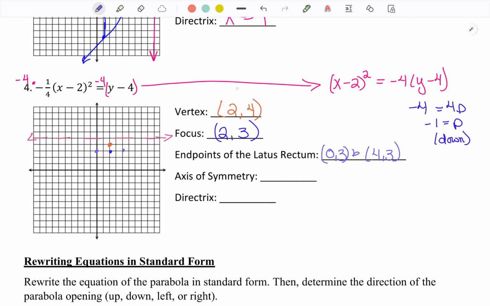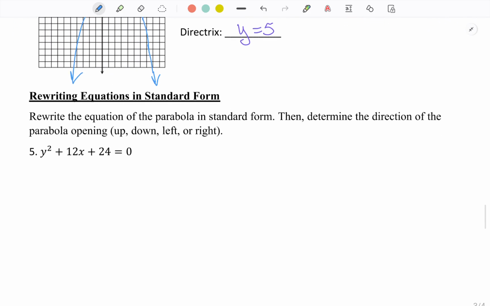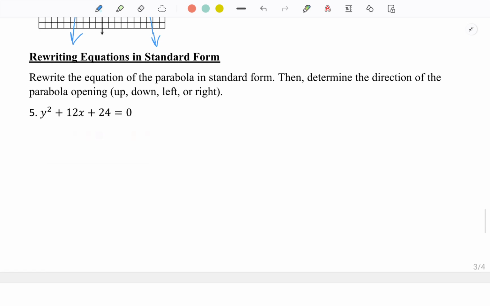So our axis of symmetry is going to use the x of our vertex. So that is going to be x equals 2. And then our directrix is actually at y equals 5. So we're just going to sketch in our parabola. There we go. All right, so now let's look at rewriting those equations in standard form.